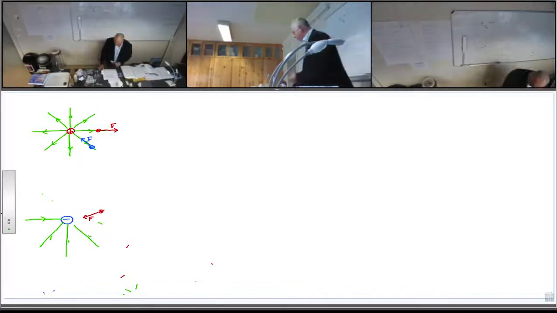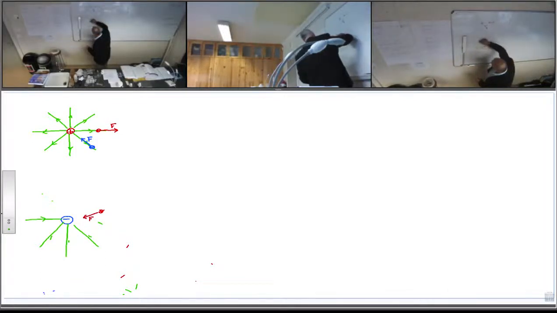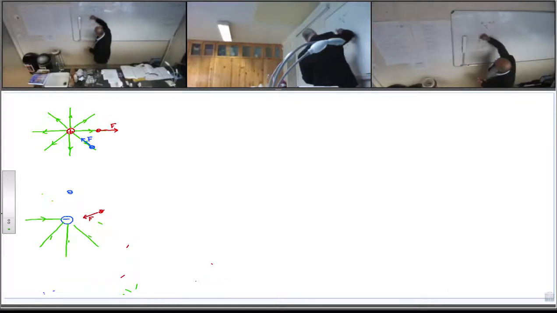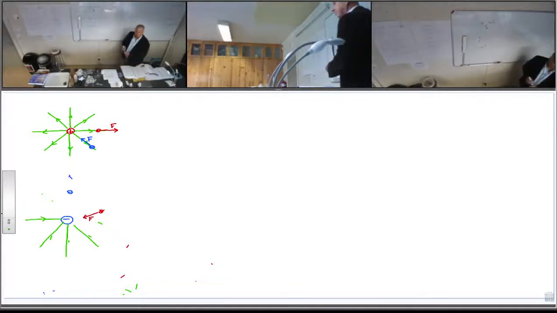There we go. If, however, we put a negative particle, which way would that negative particle experience a force? Against the field. Right. All happy with that?